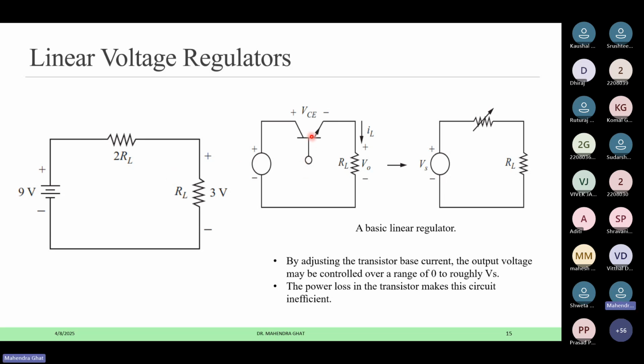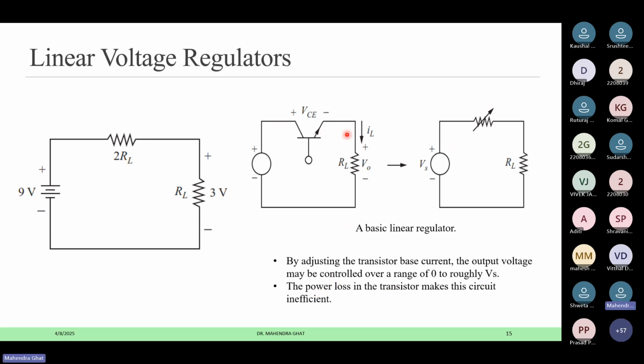Similarly, there is one called the linear regulator. This linear regulator is again a power electronic switch, but it is not operating in saturation mode. That's why again it acts like a variable resistance. By operating this variable resistance, you can control the output. But again, it acts as a variable resistor, so it is a lossy component. By adjusting the transistor base current, the output voltage may be controlled over a range of 0 to the input voltage. But the power loss in the transistor makes this circuit inefficient.